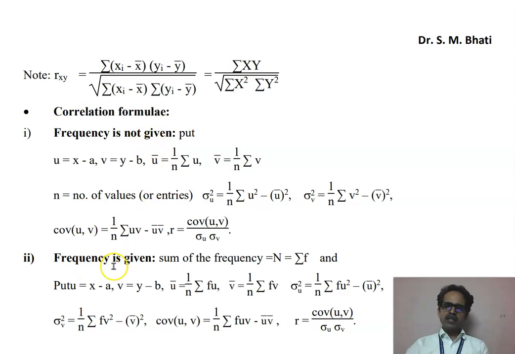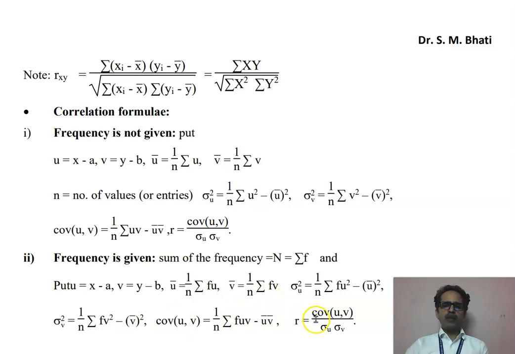If the frequency is given, then as you know, the sum of the frequencies, that is the total frequency, is capital N, that is summation f. In this case we put u equal to x minus a and v equal to y minus b, so that u bar becomes 1 upon n summation fu and v bar becomes 1 upon n summation fv.